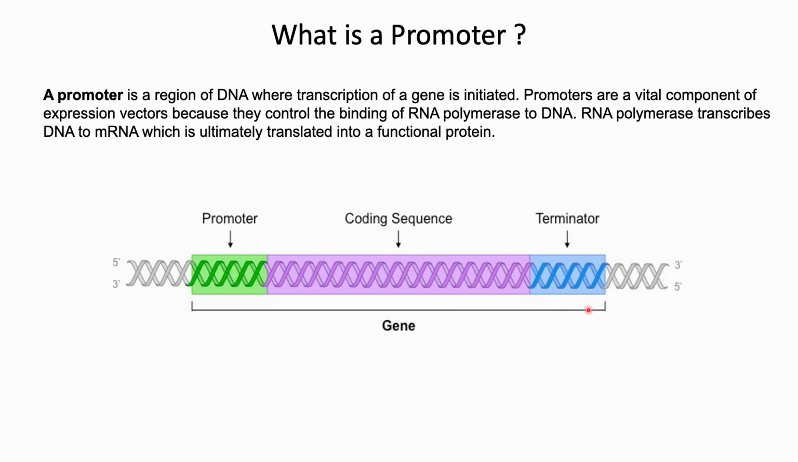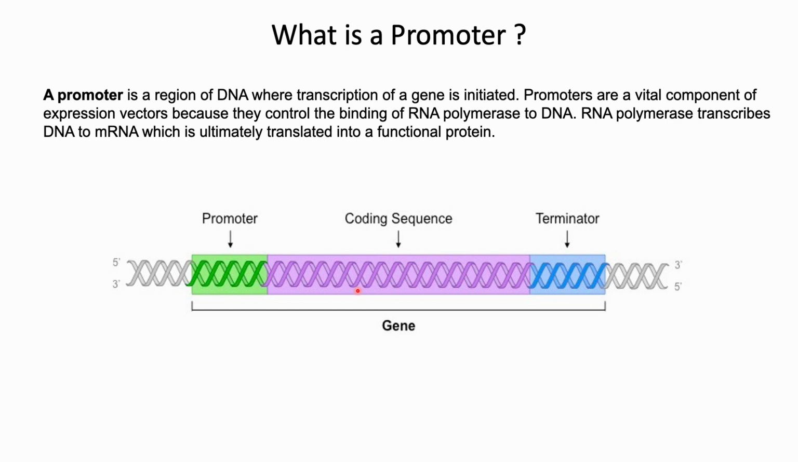Now, what is the promoter? It is the non-coding sequence responsible for the initiation of transcription, right? That is, a promoter is the region of the DNA where transcription of a gene is initiated. And promoters are a vital component of an expression vector because they control the binding of RNA polymerase to DNA. And we know that RNA polymerase transcribes DNA into mRNA, which is ultimately translated into a functional protein.